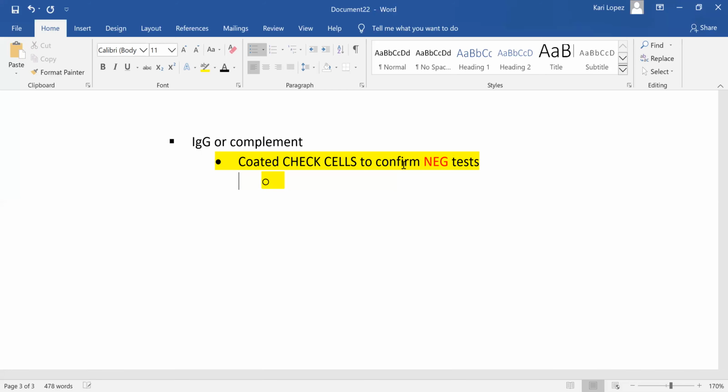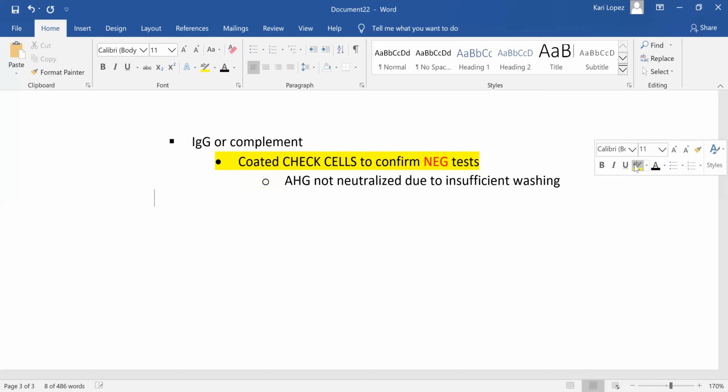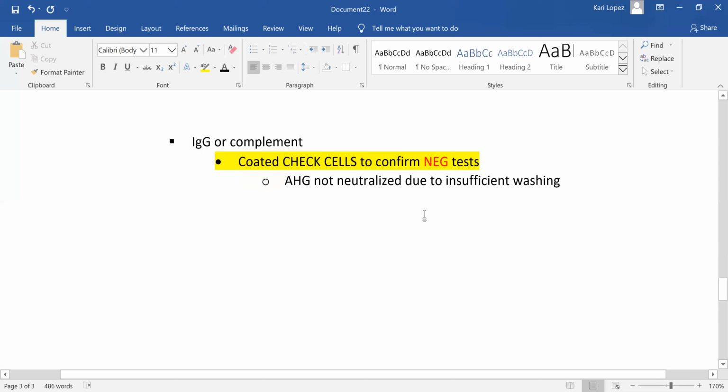And so what this confirms is that AHG was not neutralized due to insufficient washing. So in case anyone asks you about the logistics of that, know that coated check cells are used to confirm negative tests. And know that the AHG was not neutralized due to insufficient washing.